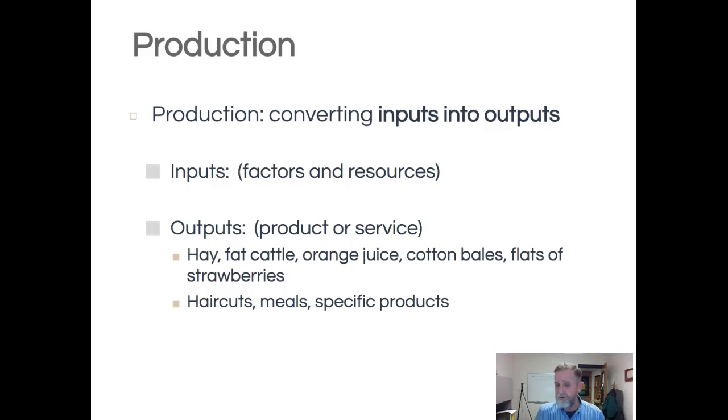So what is production? At the lowest level, at the most simplistic level, all we're doing in production is taking inputs and converting them to an output that can be purchased, a good or service, out onto the market. So that's what we're talking about, the most simple fashion of production.